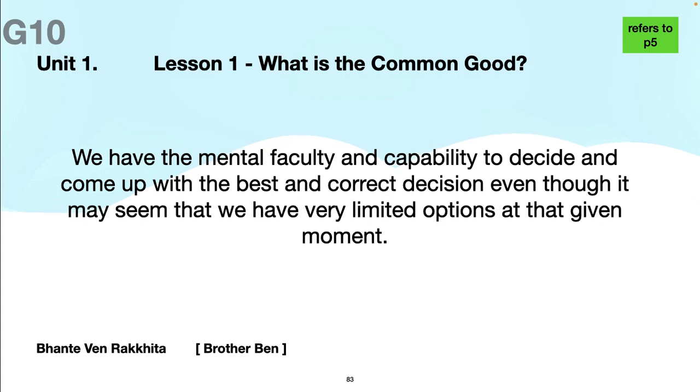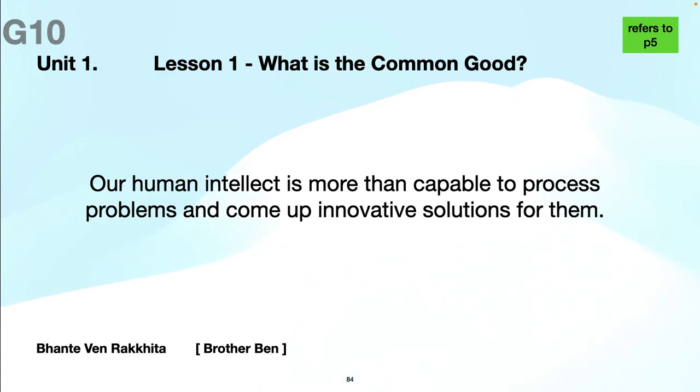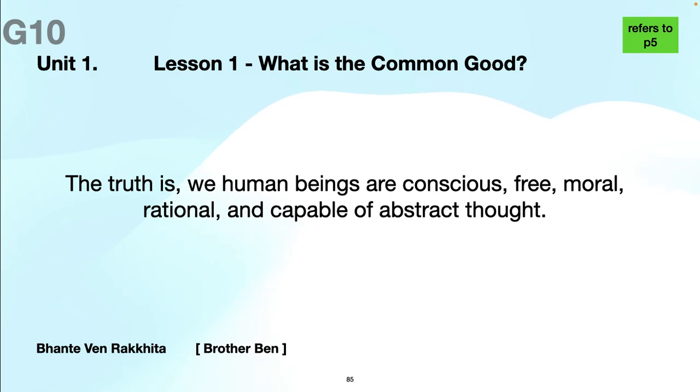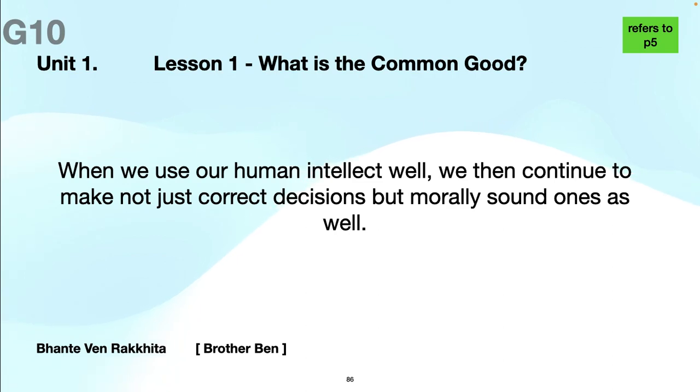We have the mental faculty and capability to decide and come up with the best and correct decision, even though it may seem that we have very limited options at that given moment. Our human intellect is more than capable to process problems and come up with innovative solutions for them. The truth is, we human beings are conscious, free, moral, rational, and capable of abstract thought. When we use our human intellect well, we then continue to make not just correct decisions, but morally sound ones as well.